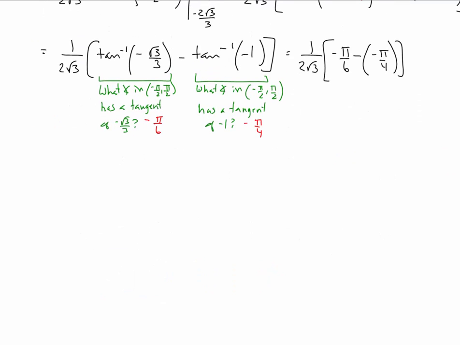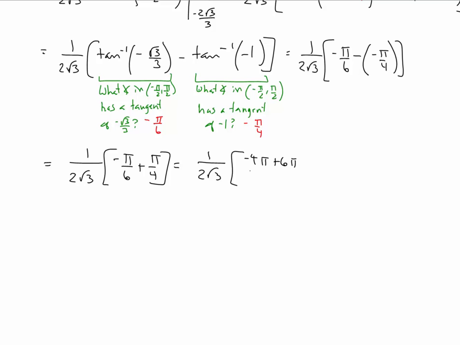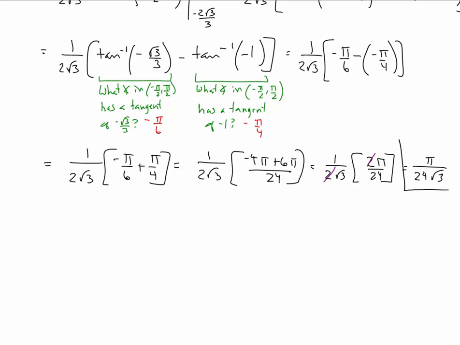So continuing to simplify here, I get 1 over 2 root 3, negative pi over 6 plus pi over 4. Finding that common denominator, I'd have negative 4 pi plus 6 pi over 24. So 6 pi minus 4 pi is 2 pi over 24. The 2's would cancel, and I'm left with pi over 24 square roots of 3. Now remember, this is area under that curve.